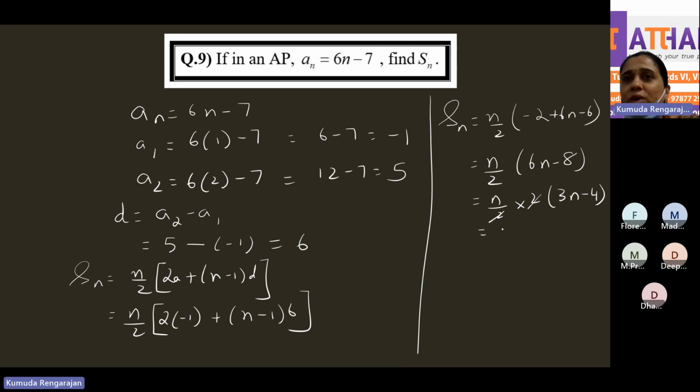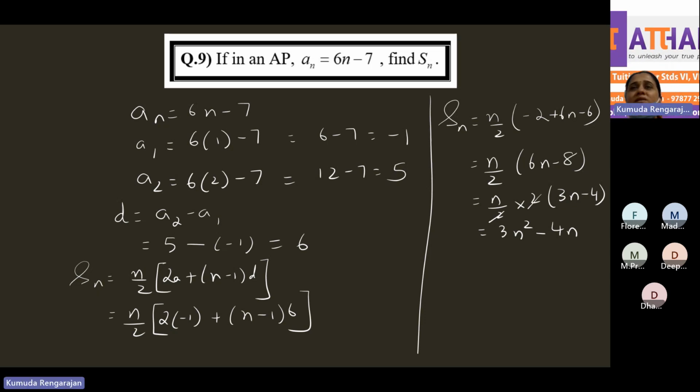So it is 3n into n, 3n square minus 4 into n, 4n. And we've already understood that the expression for Sn is always quadratic in n. We remember, right? The expression for An is always linear in n. You can see it, it's given in the question: 6n minus 7. The expression for Sn is always quadratic in n: 3n square minus 4n. So this is Sn.